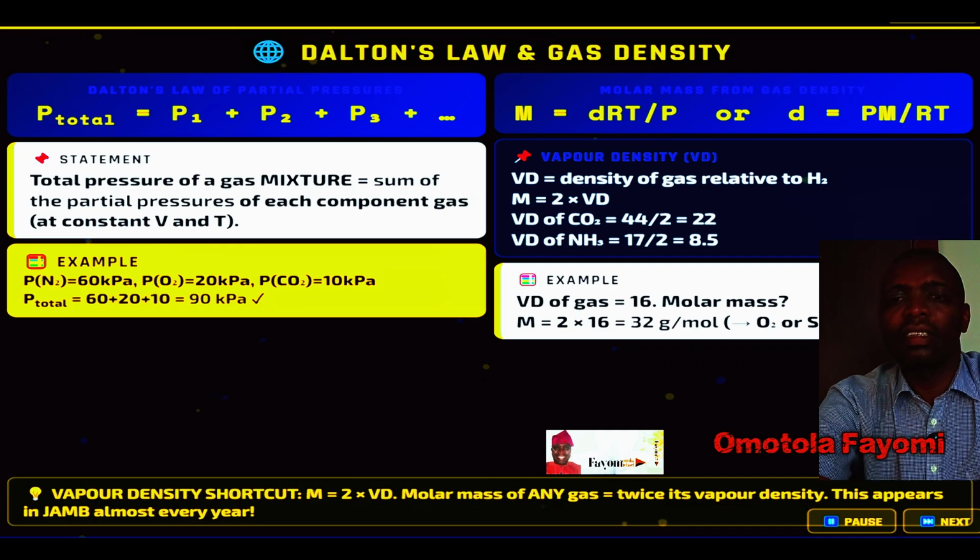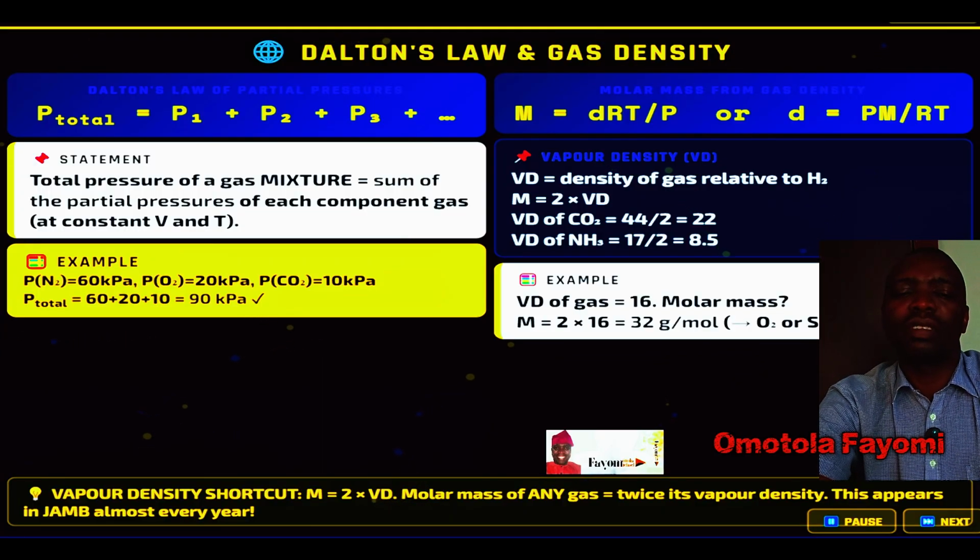Now, gas density, the molar mass of a gas from its density. Mass equals D times R times T over P. But JAMB most commonly tests this through vapor density, the density of a gas relative to hydrogen. The relationship is elegantly simple. Molar mass equals 2 times the vapor density. M equals 2 times Vd.